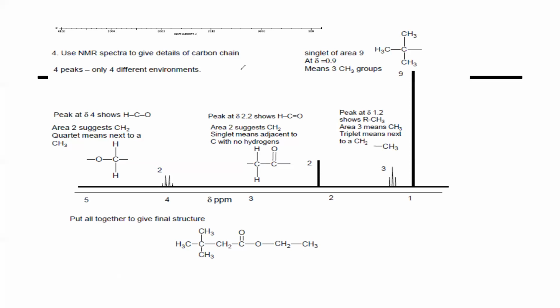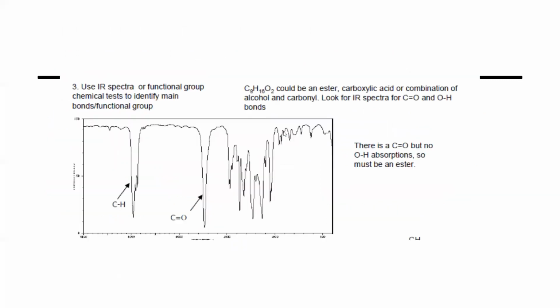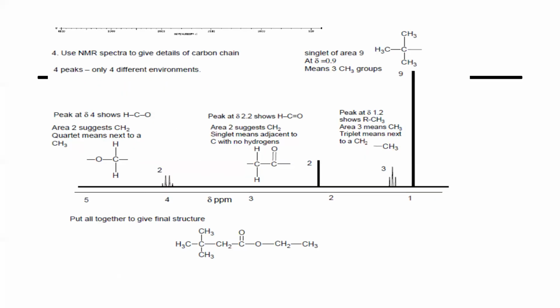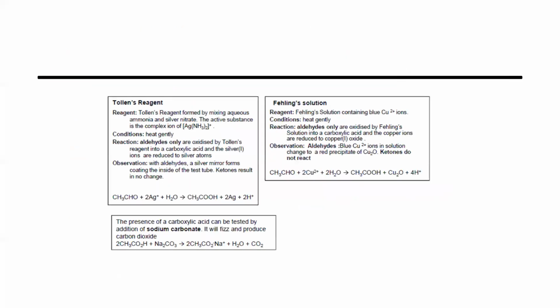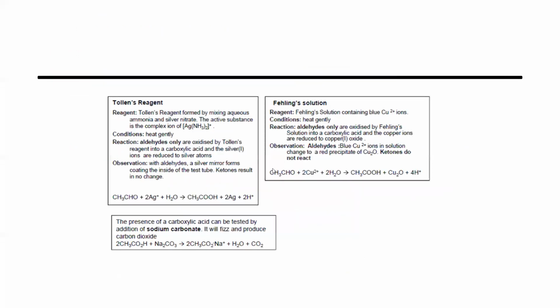So we bring it all together. Basically, using combustion analysis, we find the hydrogen, carbon, and oxygen. Then using a mass spectrometer, we find the molecular mass. Using infrared spectroscopy, we find the functional group, the bonds. Then we bring it all together using NMR, or nuclear magnetic resonance. Then there are tests for different functional groups, and Fehling's or Benedict's reagents are the tests for aldehydes.